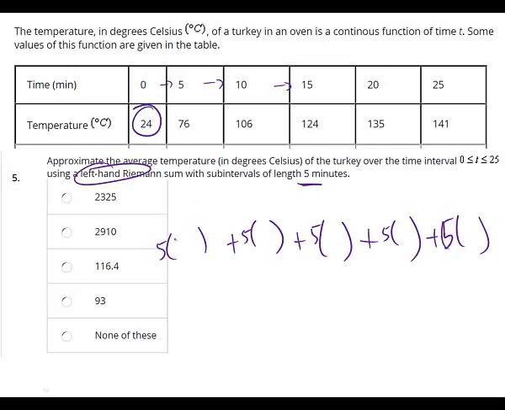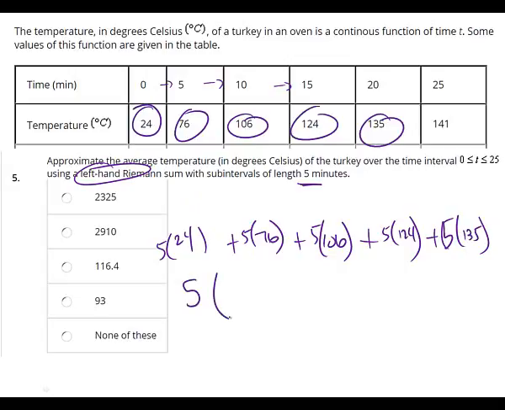What's my first height? 24. What's my next height? 76. And my next height? 106. And my next height? And my last height? 135. So again, if it was me, I would pull that 5 out. I would add the numbers together and then multiply it by 5. What'd you get?